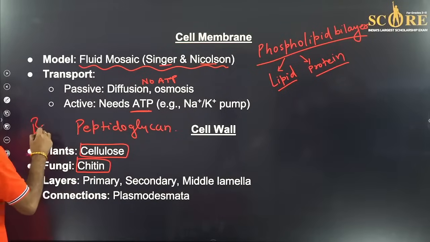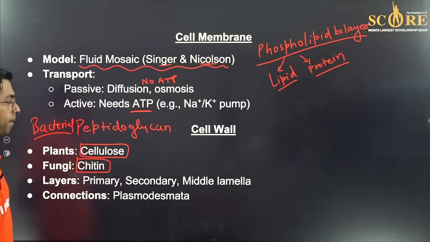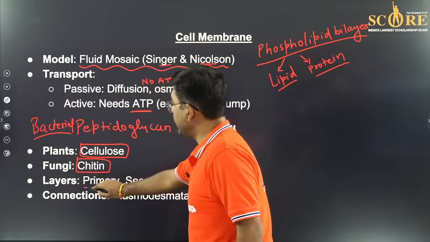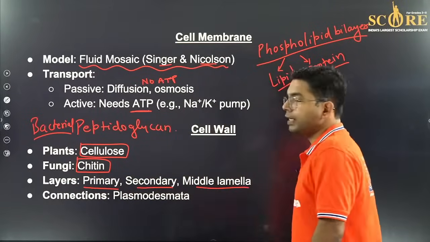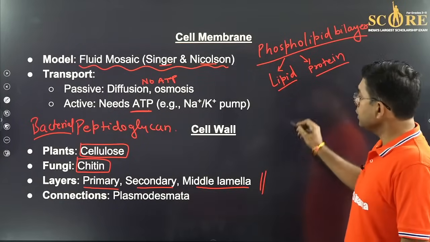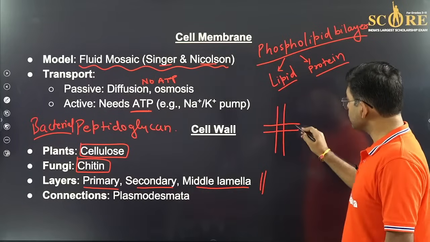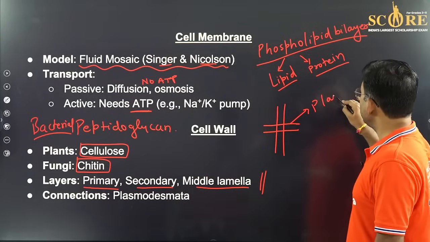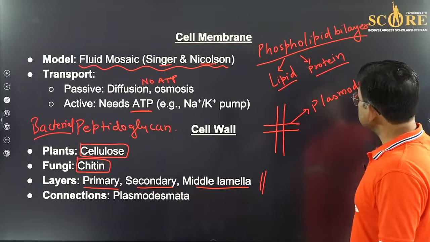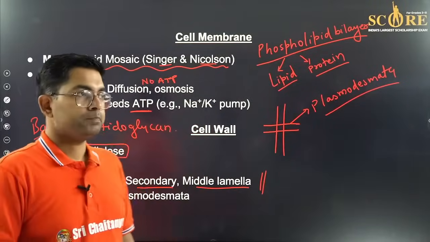Peptidoglycan. This is for bacterial cell wall. Is it clear? Now, cell wall can have different layers: primary, secondary and middle lamella. So these are the three layers of cell wall, and this cell wall may have a small passage. It is called plasmodesmata. Remember, it is a passage in the cell wall which is called plasmodesmata.